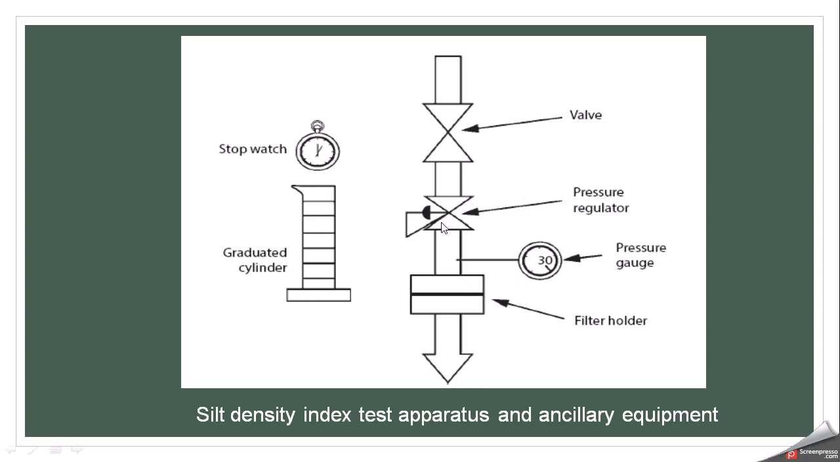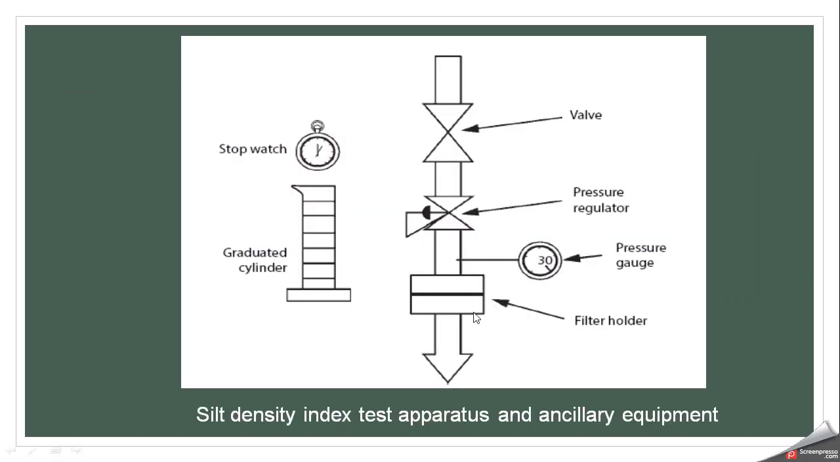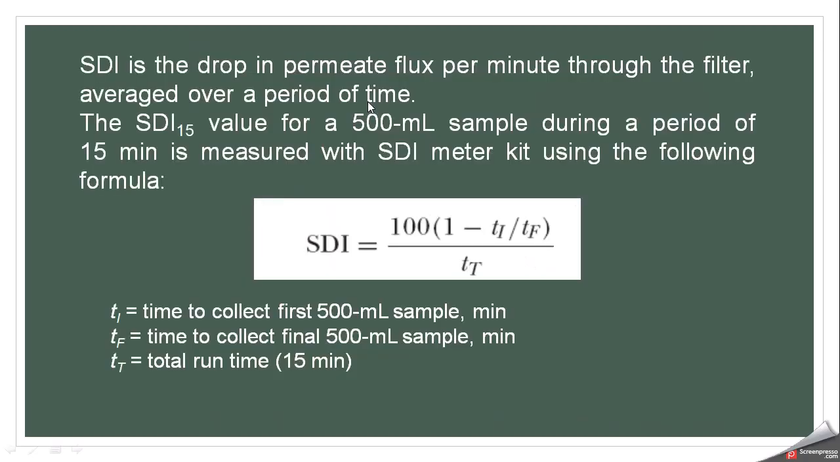Then there is a pressure regulator which shows the pressure, and we have to keep the pressure gauge at 30 psi. And there is a filter holder which I showed you on the previous page. This filter holder has the filter paper, with a pore size of 0.45 micron and 47 mm diameter. So this is the silt density index test apparatus and its ancillary equipment used in the measurement of SDI.